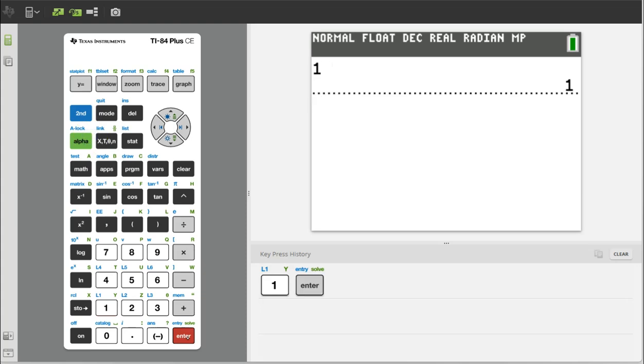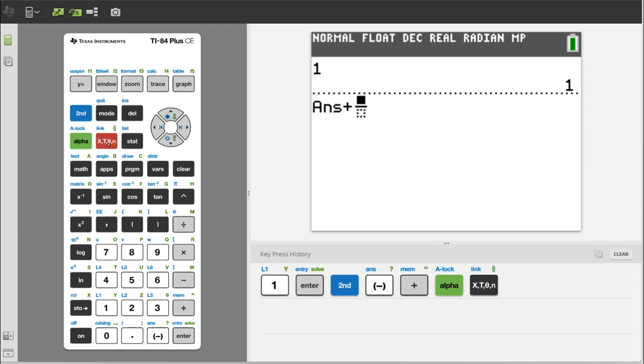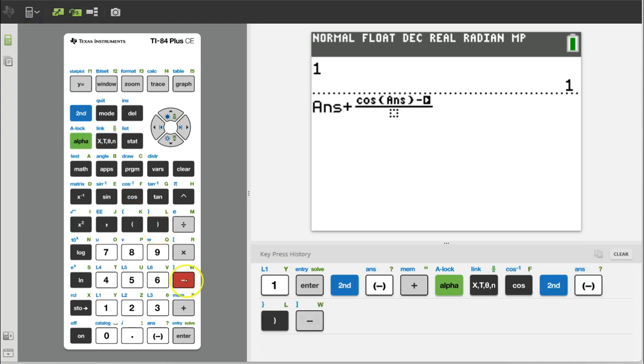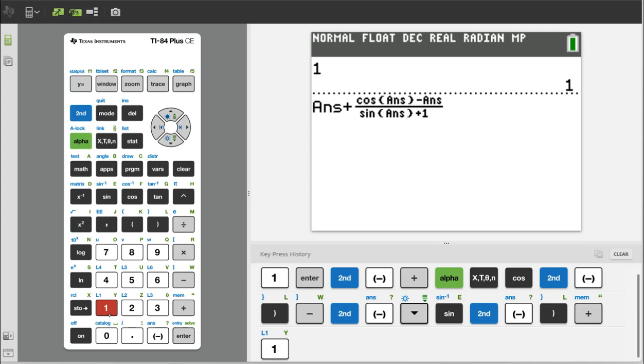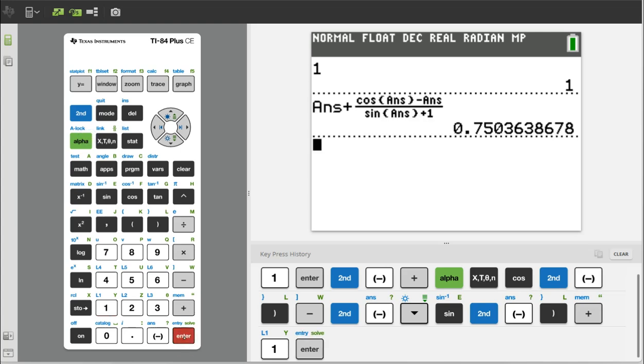Remember this time around, our x1 value was 1, so I'm going to press 1 and then enter. And then we have second answer, and because we factored out the negative, it's going to be plus my fraction bar, then cosine of answer minus answer, and in my denominator I'm going to have sine of answer, and then plus 1. And let's see what that gives us. There we go. So that is the x2 value that I wrote earlier.